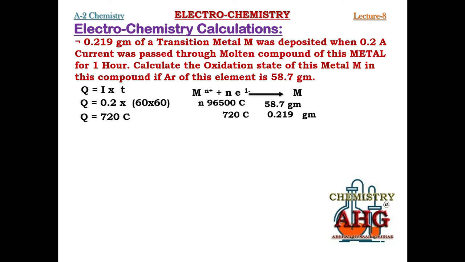So simply cross multiply, use your calculator, you can get the value of N. You can see N is 1.99. So 1.99 can be rounded off to 2, and you can write the answer as 2 positive, because this is a metal. Metals have positive ions, so you write positive.